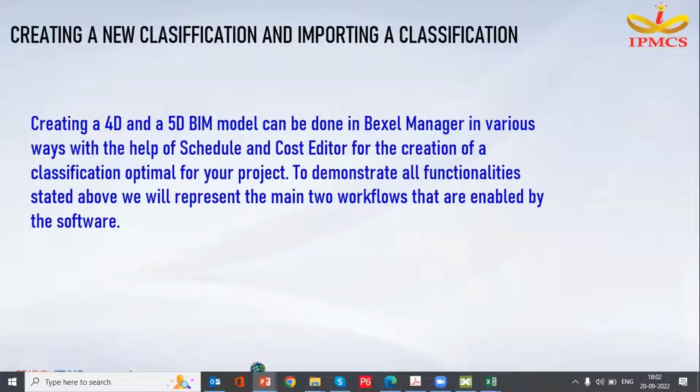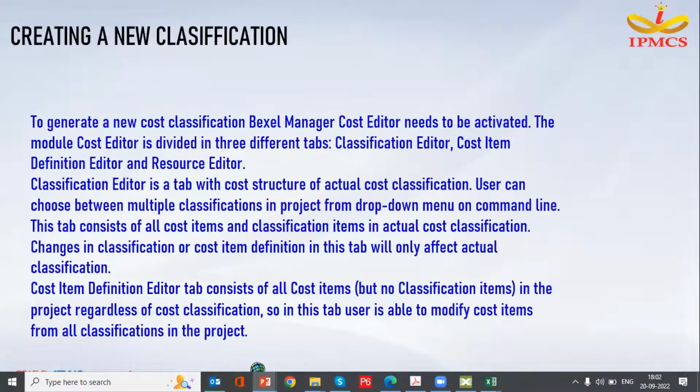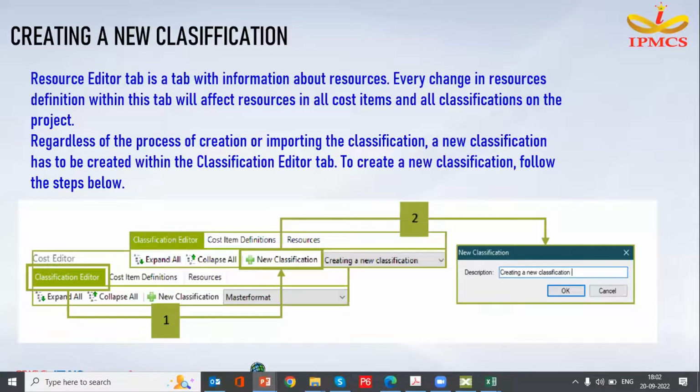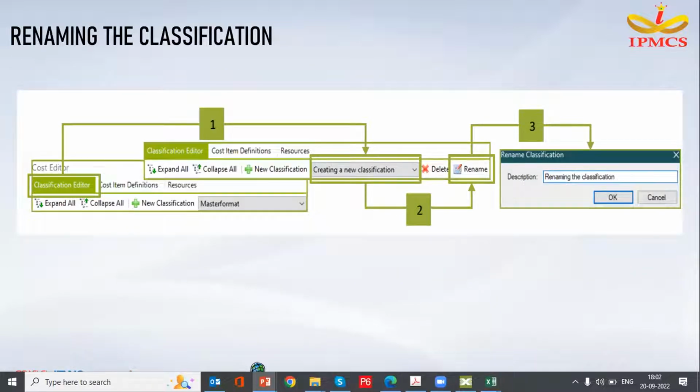So integration of 4D and 5D BIM, creating a new classification. Creating a 4D and 5D BIM model can be done in Bexel Manager in various ways with the help of the schedule and cost editor for the creation of classification optimal for your project. To demonstrate all the functionality stated above, we will represent the two main workflows that are enabled by the software. So using new classification, first we need to create a new classification editor. Then using that only we can assign resources and we can integrate 4D BIM scheduling here.